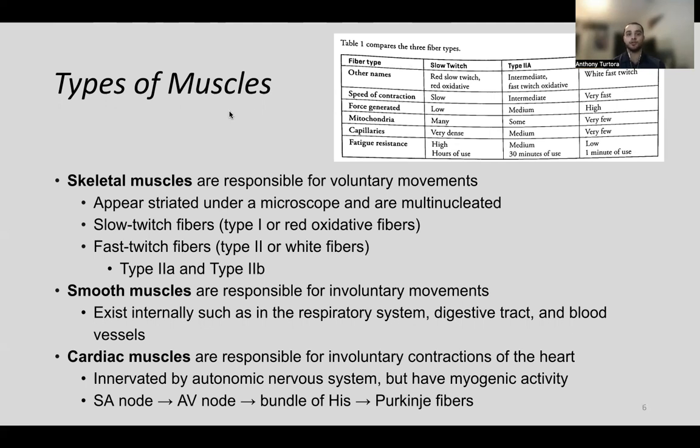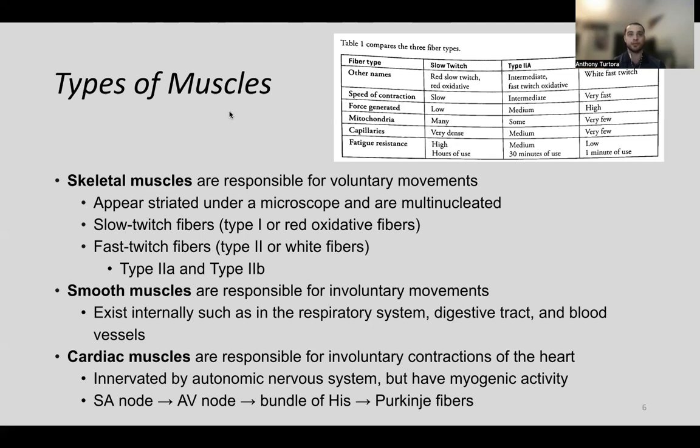Referring back to slow twitch fibers, they have a lot of myoglobin. That's why they can also be called red oxidative fibers. Myoglobin is red, and that's what you see. They also have a lot of mitochondria, so they can generate a lot of energy for a while, and they have a lot of blood perfusion around them. This makes them less likely to fatigue, and they can sustain contractions for a longer period of time. These muscles are responsible for physical activity over a long period of time.